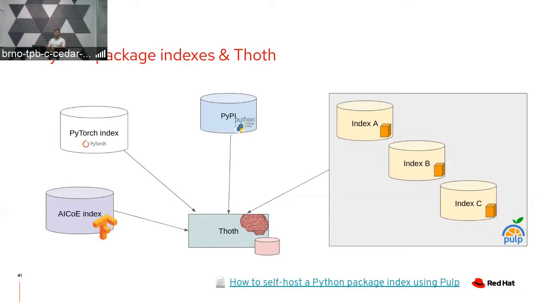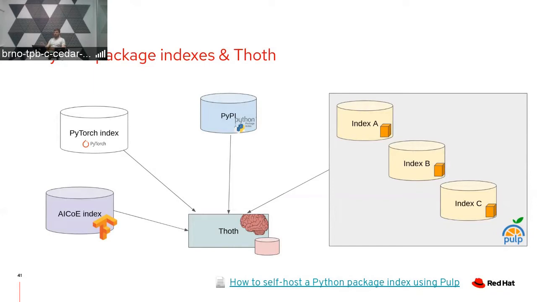So let's say it can be configured to monitor releases done on PyPI. Thoth can also be configured to monitor releases on a PyTorch index, on another index that can have, for example, optimized TensorFlow builds for specific CPU instruction sets, but can also be configured to monitor packages published on company indices, like multiple company indices, such as those hosted by Pulp. If you are interested in hosting your own Python package indices, feel free to check an article called How to Self-Host a Python Package Index Using Pulp.